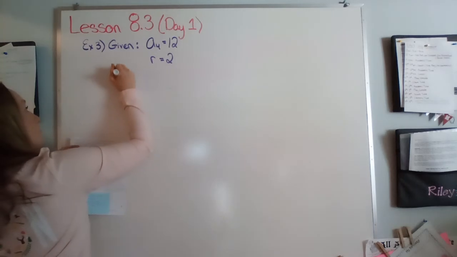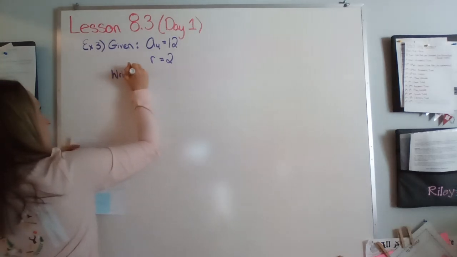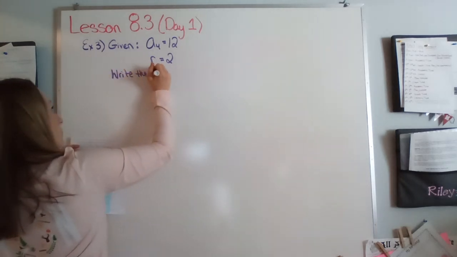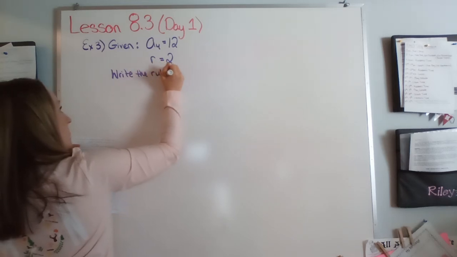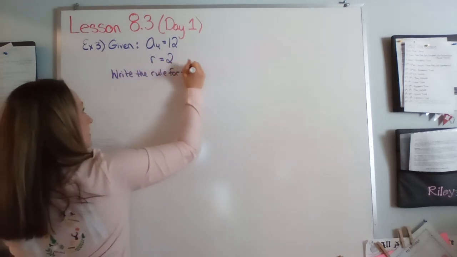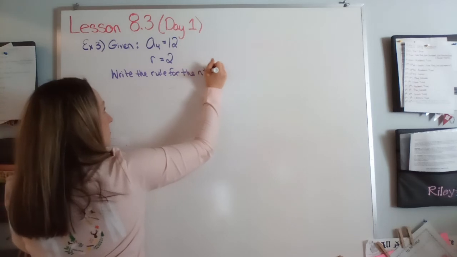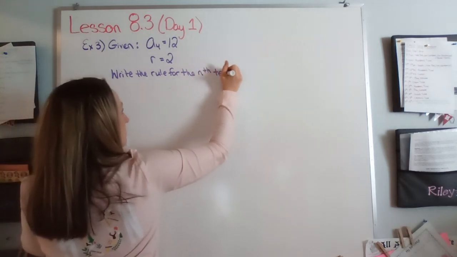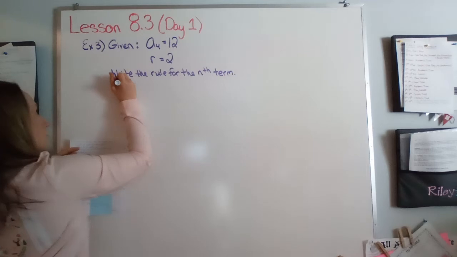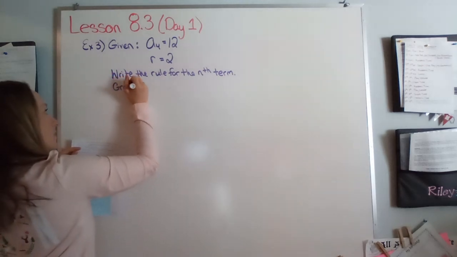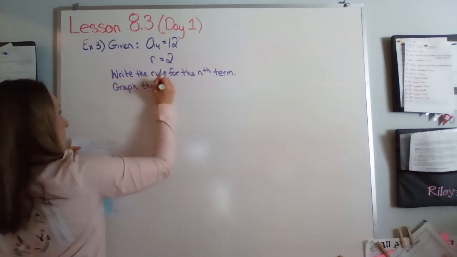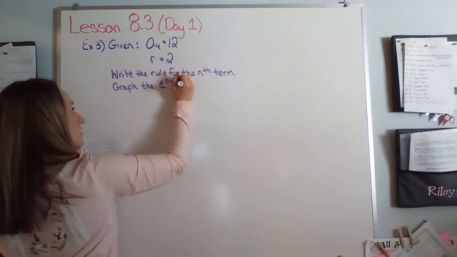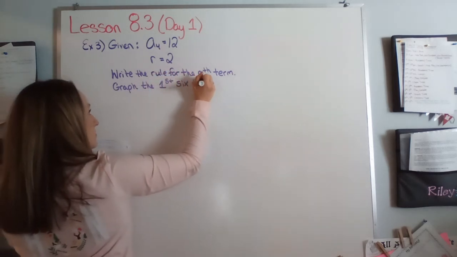And we're asked to write the rule for the nth term. And then we're going to graph the first 6 terms.